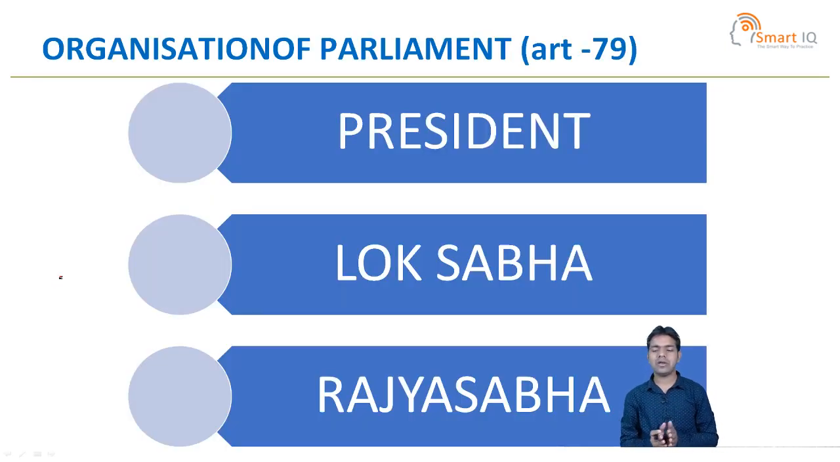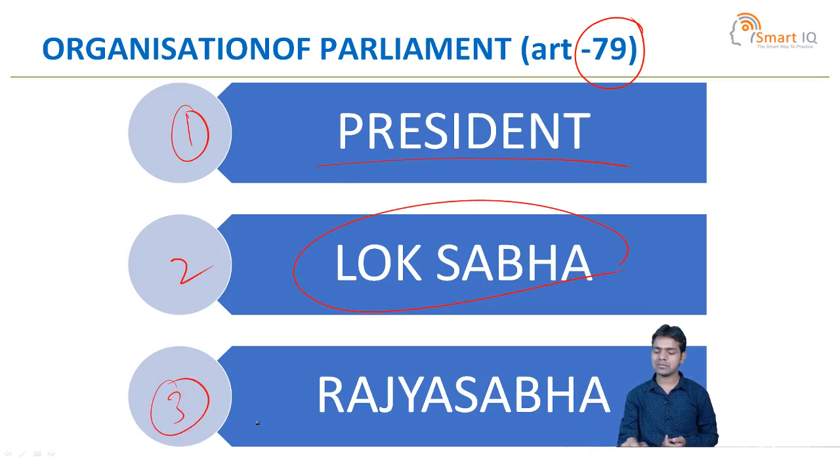The Parliament is organized into three important parts. Article 79 talks about the organization or composition of the Parliament. The Parliament of India consists of three parts: the President of India is the first, the Lok Sabha is the second, and the Rajya Sabha is the third. These are the three important parts of the Parliament of India.